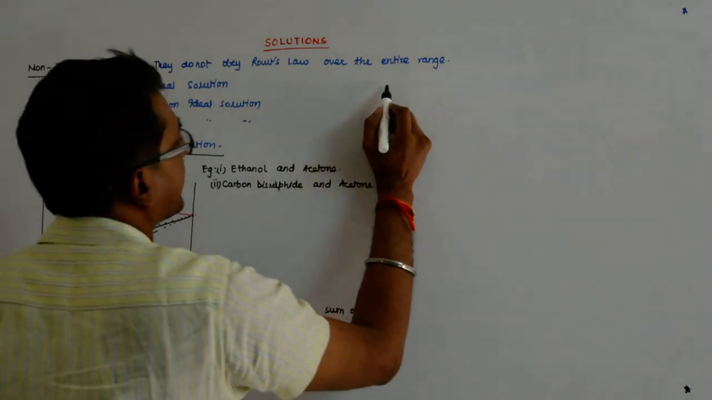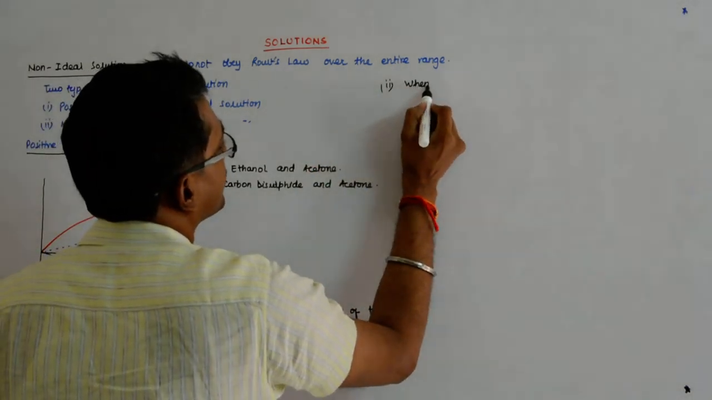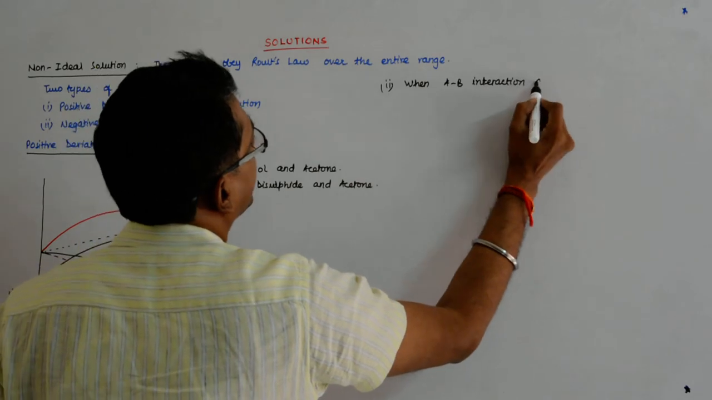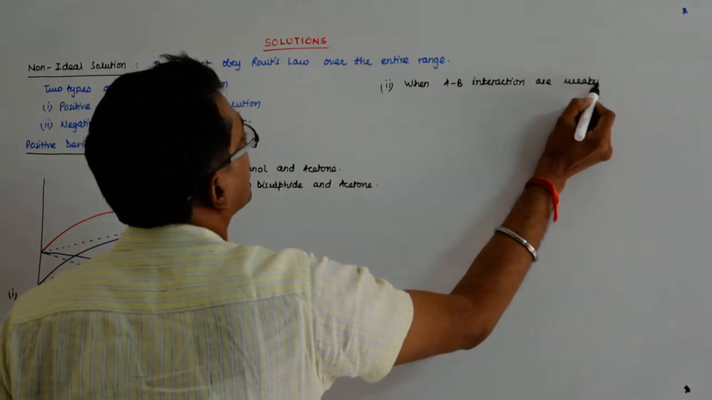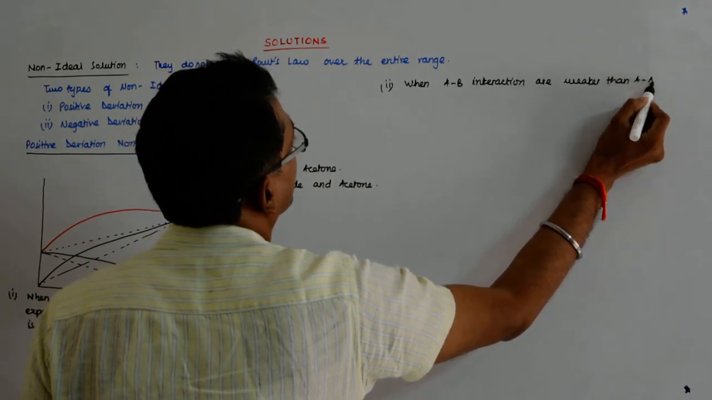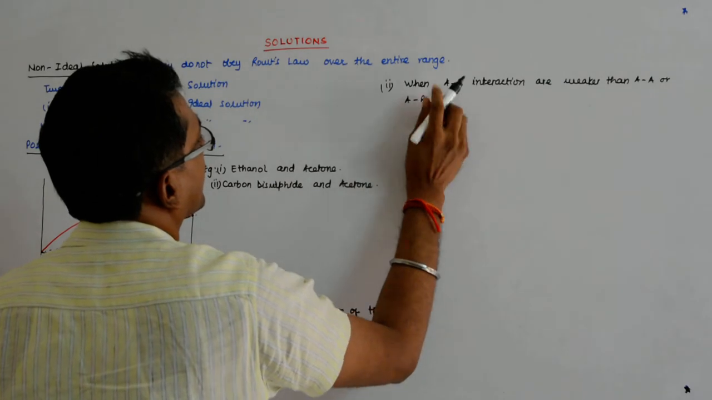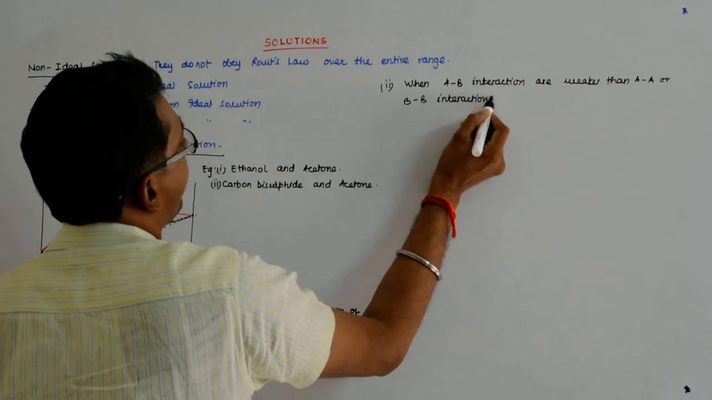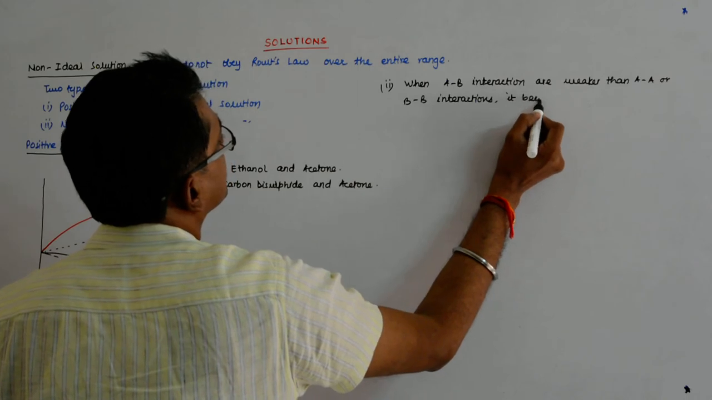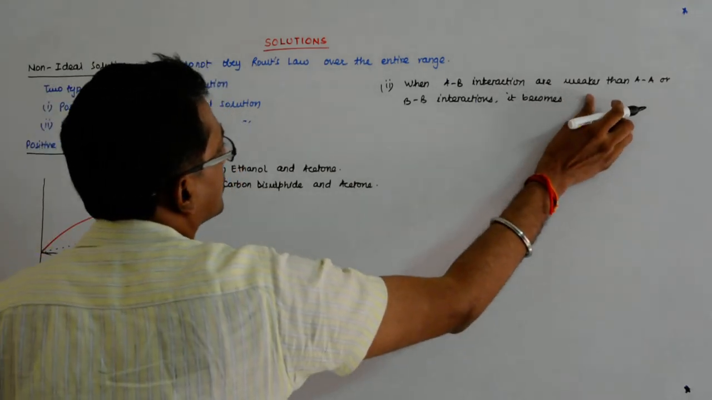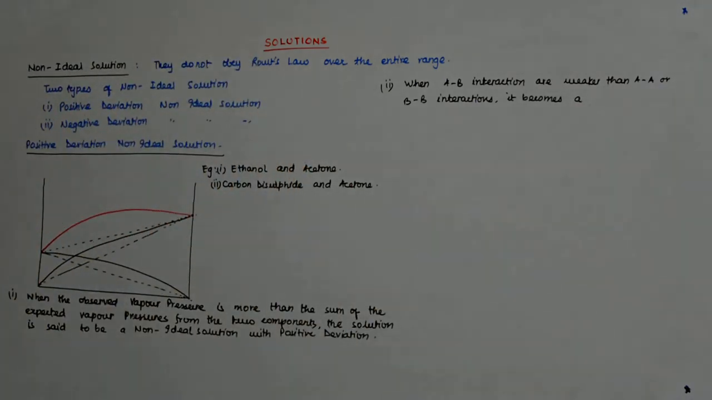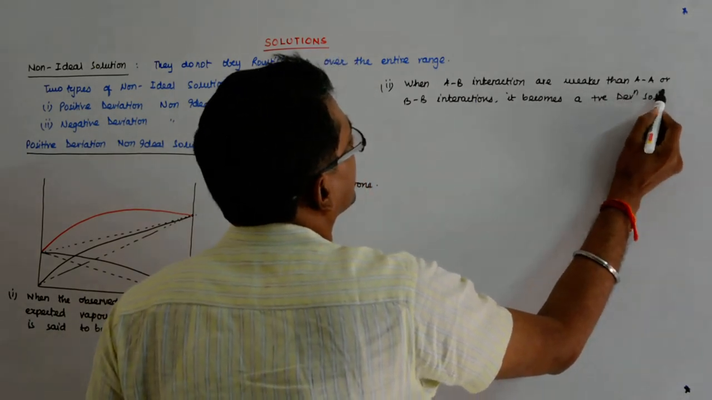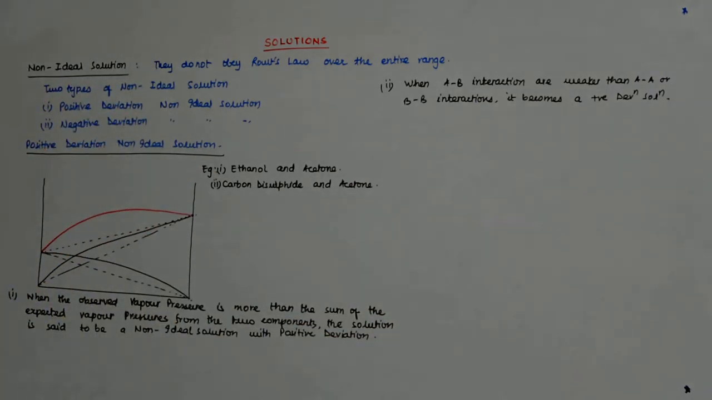Now, why should that happen? We have already discussed. When AB interactions are weaker than AA or BB interactions, it becomes a positive deviation solution. Don't write this in your exam. I'm just using a shortcut version of that.